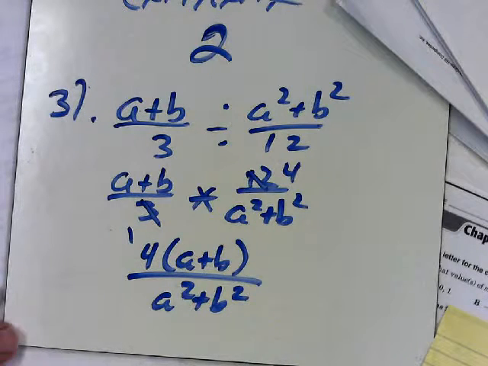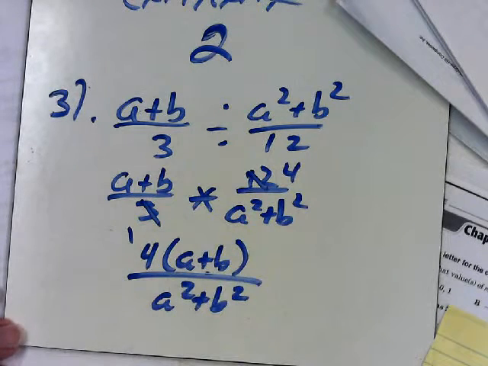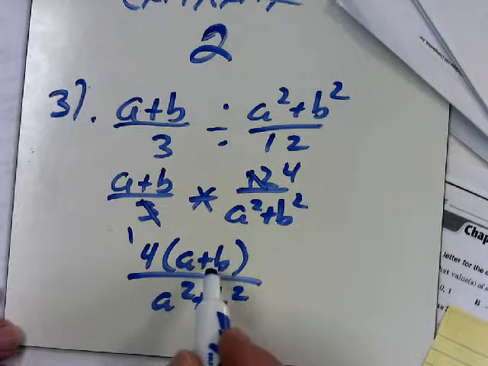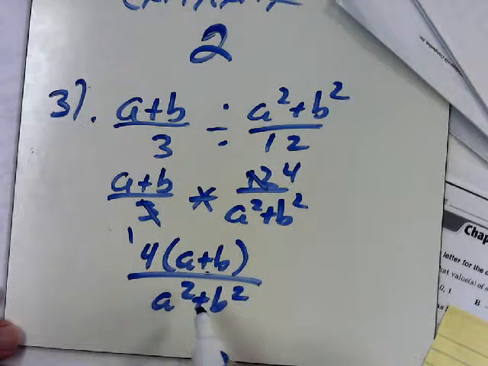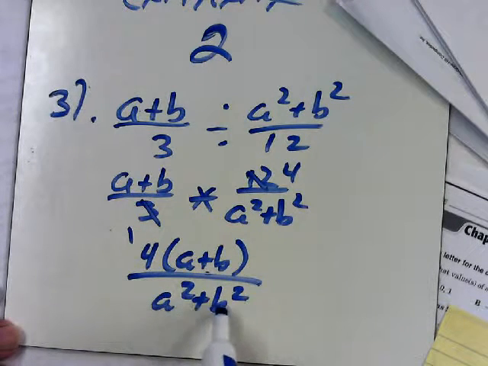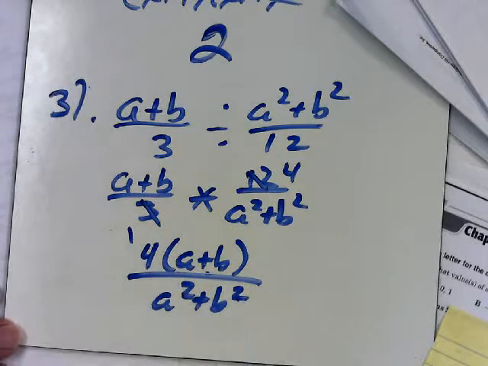So you can only cancel the a's and the b's with the... This is a binomial, isn't it? If I want to cancel the a and the b here, I have to have a binomial that's exactly like this. A squared plus b squared is not exactly like a plus b because of the exponents on the a's and the b's. So there's nothing else that will cancel.